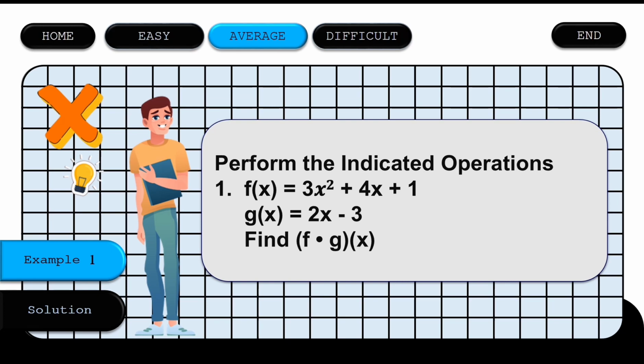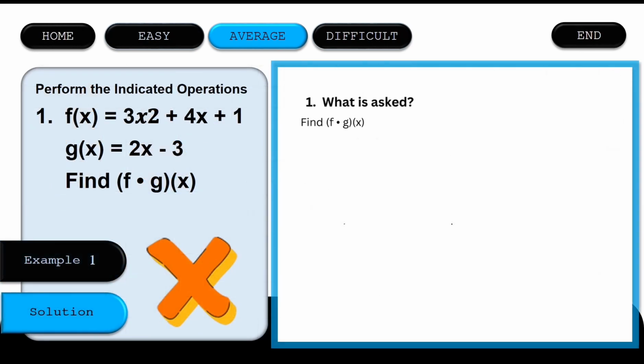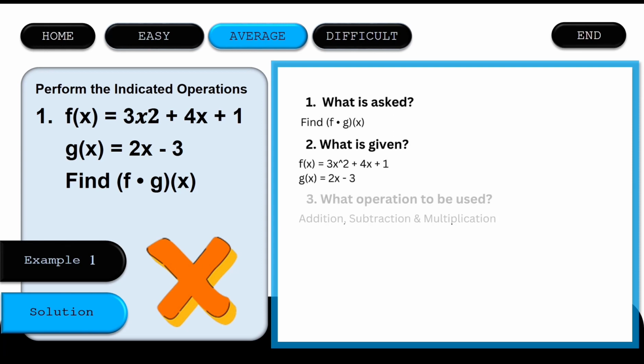Find the quantity f multiplied to g of x. What is asked is to find quantity f times g of x. Sa ating what is given, f of x equals 3x squared plus 4x plus 1, and g of x equals 2x minus 3. The operations to be used here are addition, subtraction, multiplication.